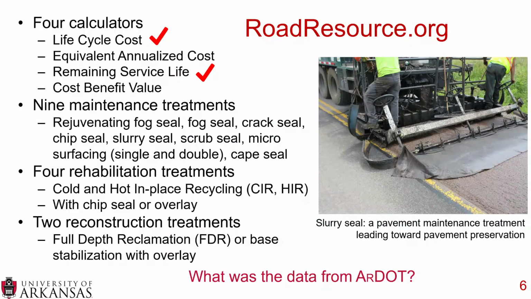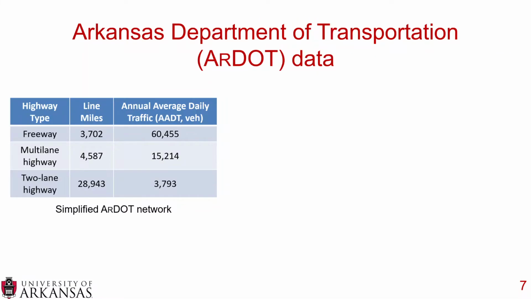Now, in order to make this come alive, I actually used real data from ARDOT. And I think this is very important because when the students are sitting in the classroom, I can talk about, hey, if you drive down I-49 to I-40, you're driving on ARDOT's network. This is the actual condition of the roads that we're using. And these are the actual highway types that ARDOT has, or the Arkansas Department of Transportation.